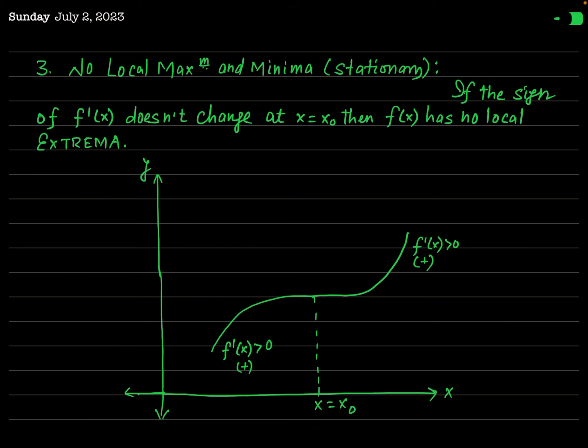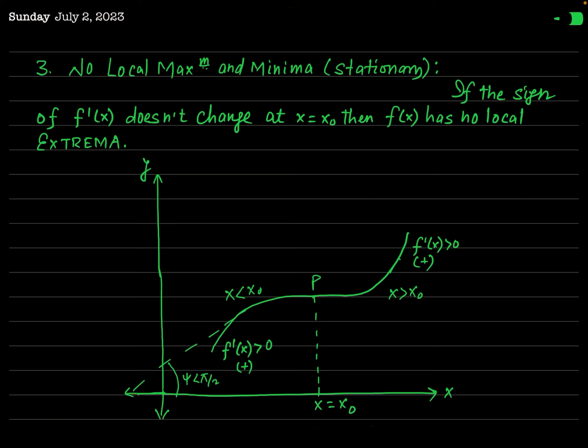But sometimes there are some functions for which there will be no change in sign when we pass through a point x equal to x naught. As you can see in this figure, when we pass from the region x less than x naught to the region where x is greater than x naught, on both sides the slope of the curve is positive, because when you draw a tangent, the angle made by the tangent will be less than pi by 2 with the positive x-axis.